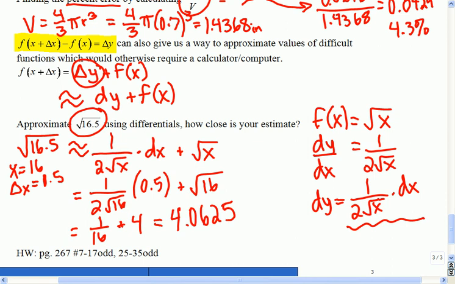Okay. And if I was to double check it, let's see what the actual value is. The square root of 16.5 is 4.06202. Okay, it keeps going, but I round it there. So we actually have accuracy to the 1,000th decimal place with those differentials.